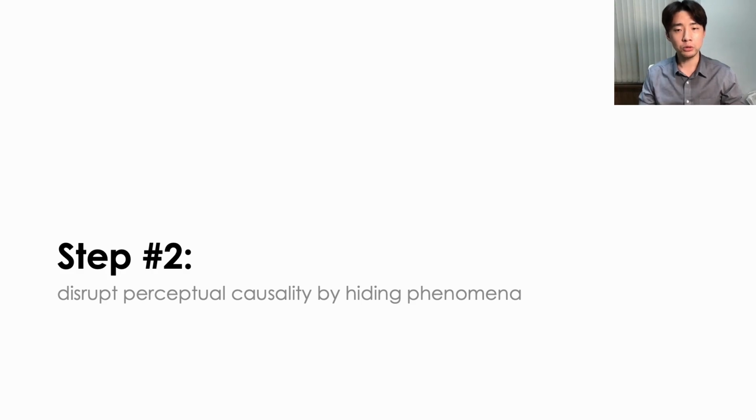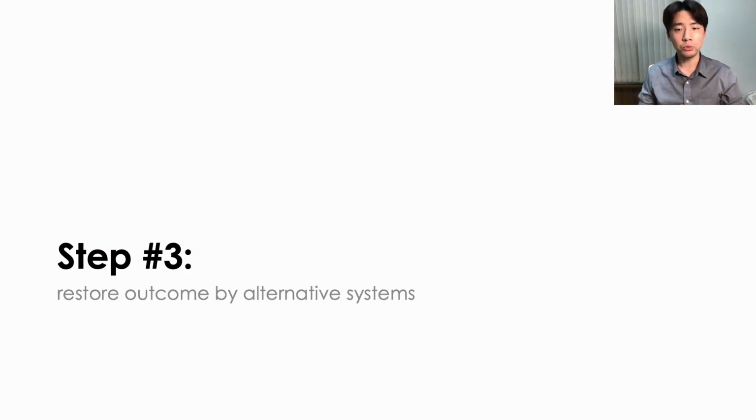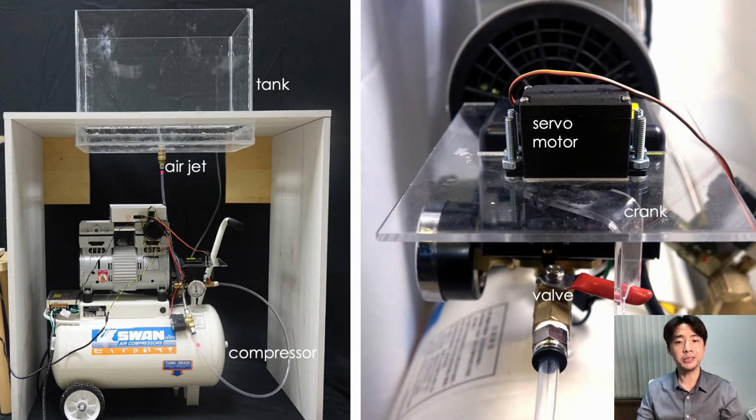And step 2 is to disrupt perceptual causality by hiding phenomena. In our prototypes, we hide the object's appearance, as it directly infers the existence of the object. And step 3 is to restore outcome by alternative systems. And here's an alternative system you just saw for simulating water splash, and more details you can find in the paper.